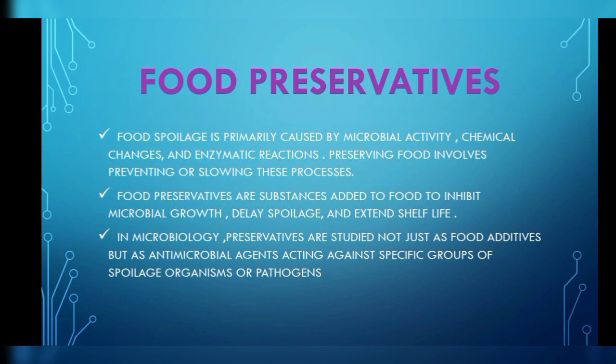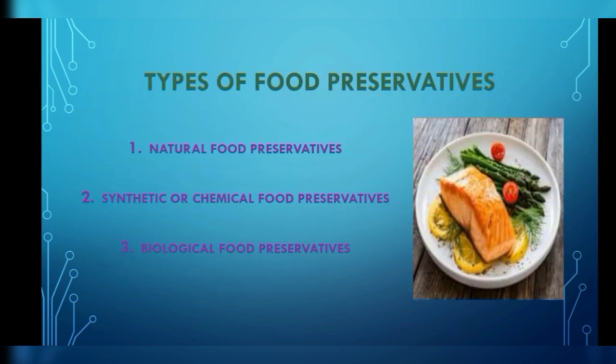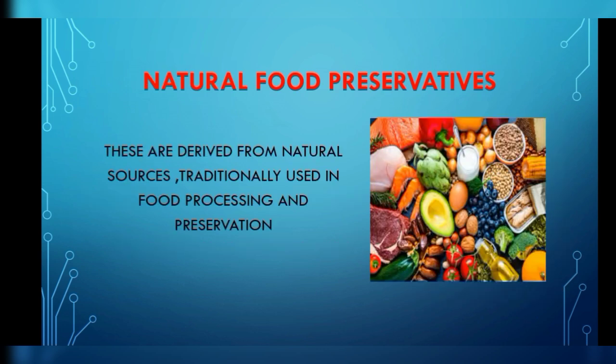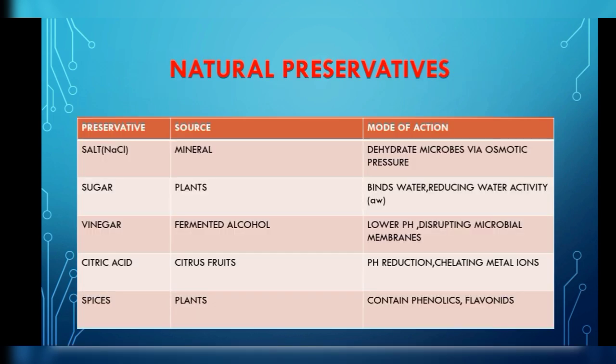Spoilage is caused mainly by microbial activity like growth of bacteria, and chemical changes like oxidation and enzyme reactions. There are three types of food preservatives: natural, synthetic or chemical, and biological food preservatives. Natural food preservatives are derived from natural sources like plants, animals or minerals, used traditionally in food preservation. These are some examples of natural food preservatives.